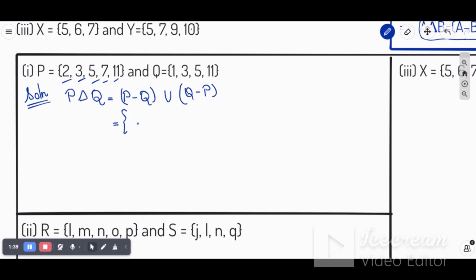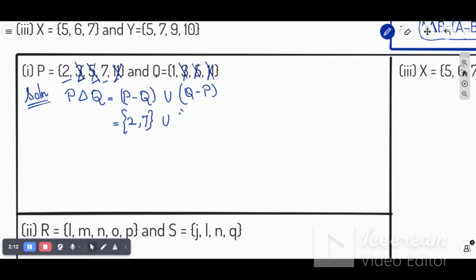So let us start writing our P. If we have that element in Q, like 2, then we don't have to write it. We don't have 2 in Q, so we can write 2. Then we have 3 in both P and Q, so let us strike it off. And then 5, 5 is also there in both P and Q. And then 7, 7 is there only in P, so we can write it for P minus Q. And then we have 11. The same way, 11 is there in both P and Q. So we can stop our solution here, I mean P minus Q.